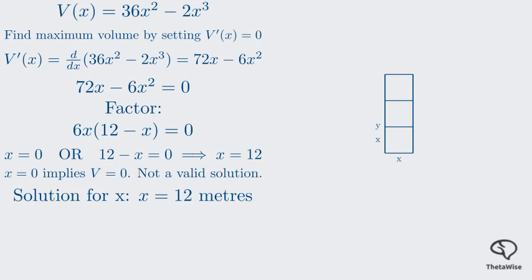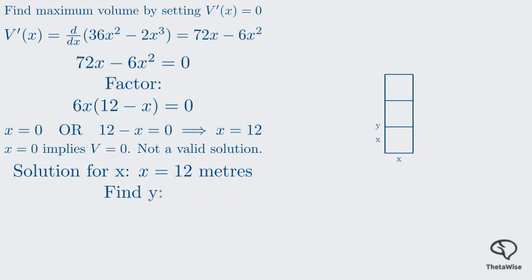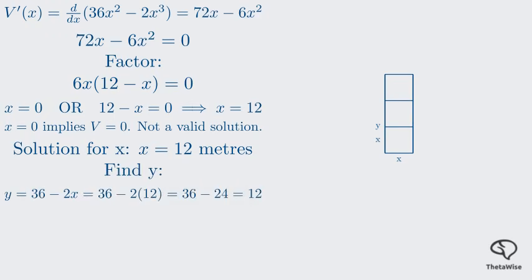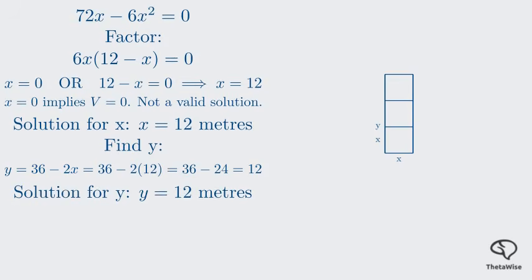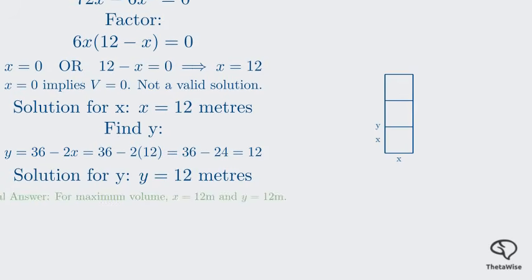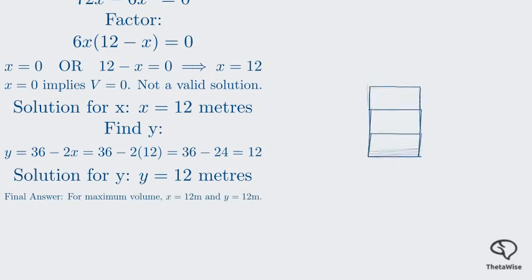Now we need to find the corresponding length y using our constraint equation. Substituting x equals 12 into y equals 36 minus 2x, we get y equals 36 minus 24, which is 12. So y is also 12 meters. The dimensions that yield the maximum volume are x equals 12 meters and y equals 12 meters. This means the box is actually a perfect cube. This result matches the memo perfectly.